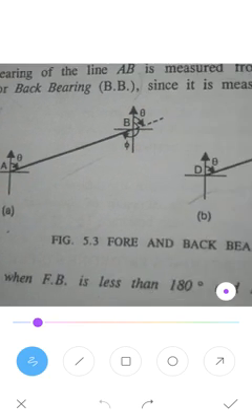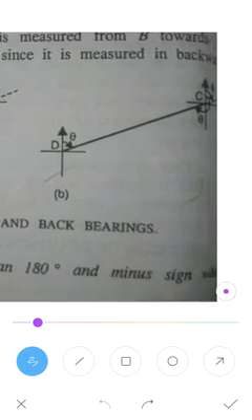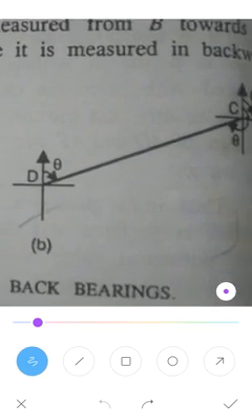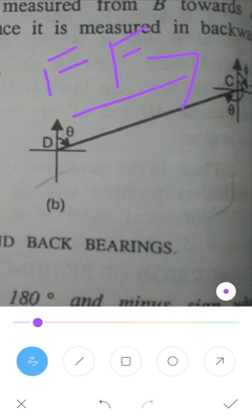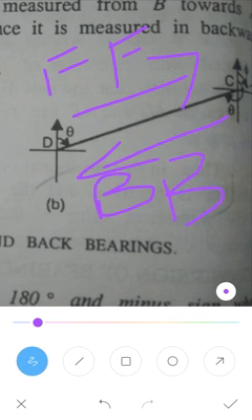This is AB. Now we will go for CD. If you find out D to C, that is called the bearing. In the same way, if you find C to D, that is called the back bearing. That's all.